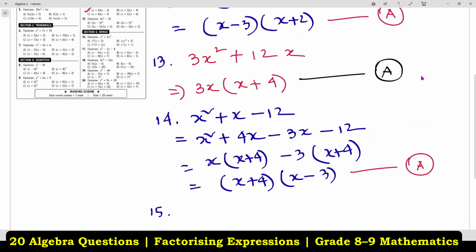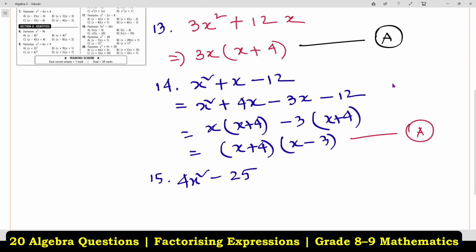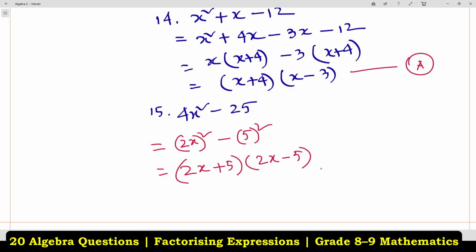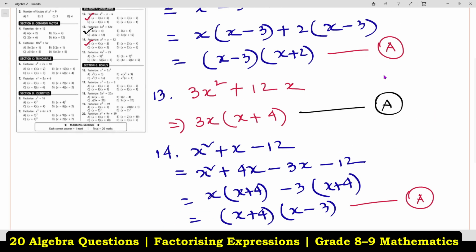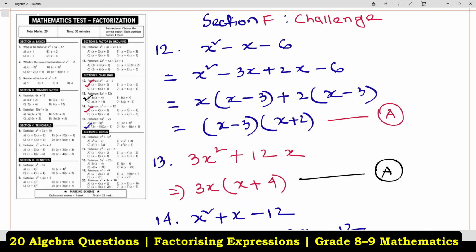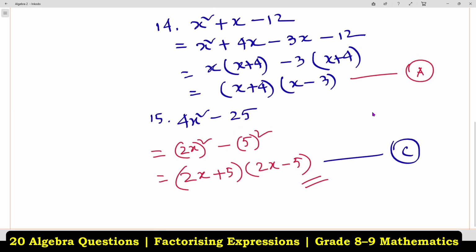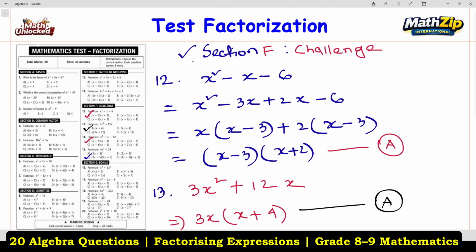Number 15 here is 4x square and then minus 25. So this is very important. This one we can write like 2x square and minus, here is 25, we can write 5 square. So it's looking like a square minus b square. It will be 2x plus 5 and 2x minus 5. This is our answer. So which option is the correct? Here is number C, 2x minus 5 and 2x plus 5. It means number C is our right option. So finally section F done.